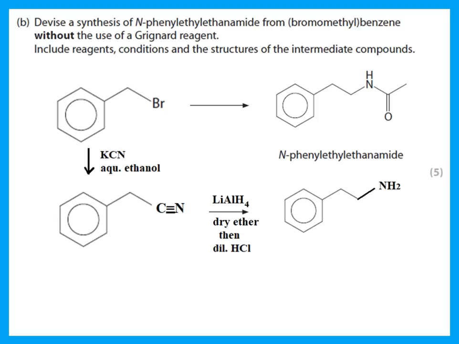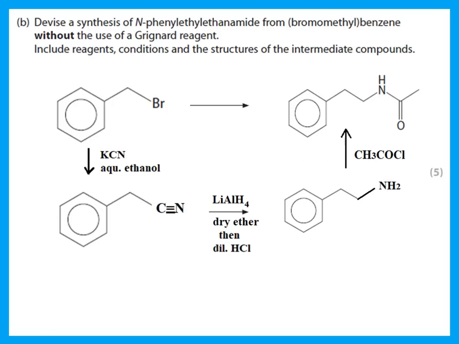I can then reduce that using lithium aluminum hydride in dry ether, then dilute HCl. That will give me the amine. Now I can change this amine to that compound on top by adding ethanoyl chloride. That would give me that final compound.